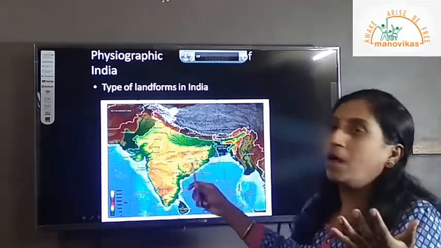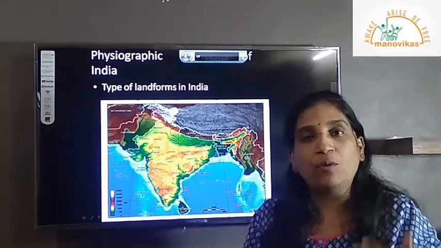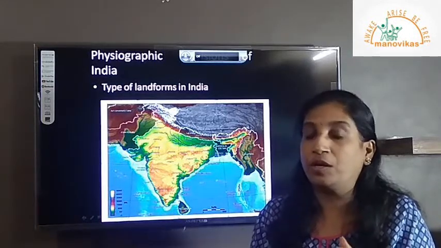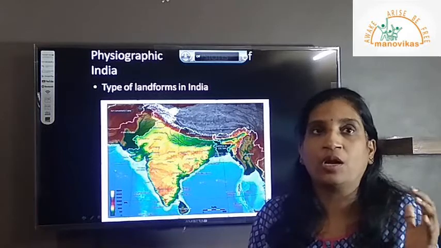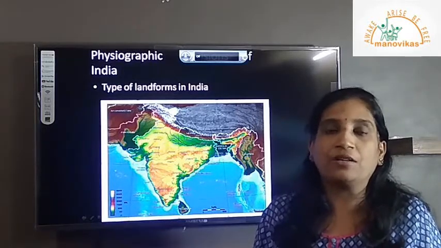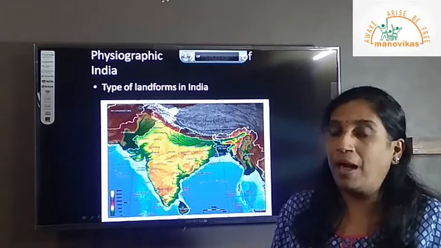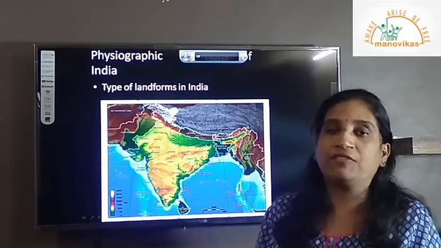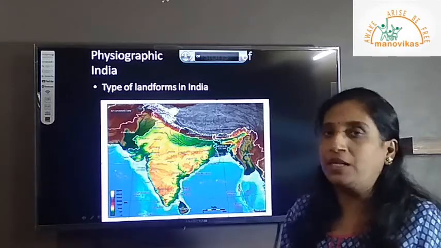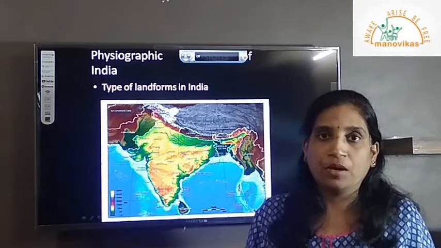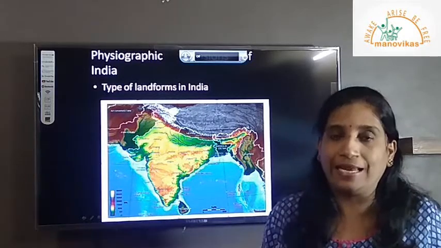You can see here, because at the base of the map, you will always find an index for a map, or it is called a legend, or a key, which will explain to you different colors or different symbols used in a map, right? So the color codes which represent the physical divisions of any particular place: brown always stands for mountainous area or mountainous region or highland areas.